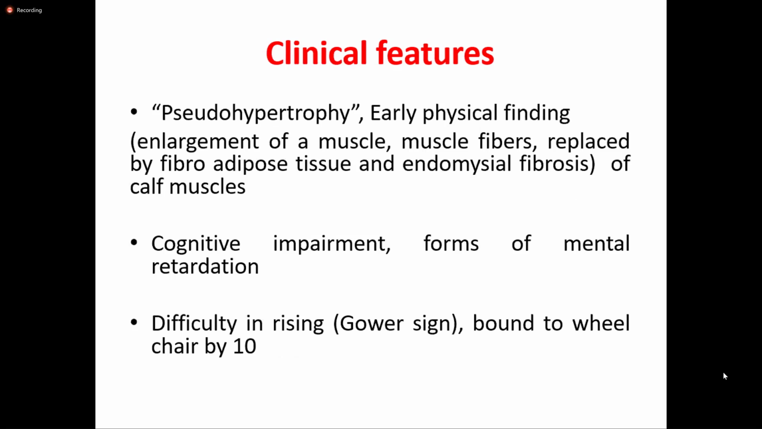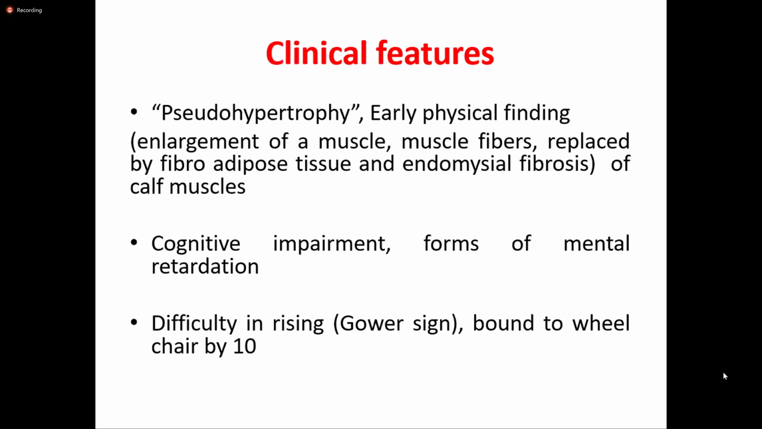Another feature is pseudohypertrophy, that is, enlargement of the calf muscles due to the replacement of the muscle fibers by fibroadipose tissue and fibrosis of the endomysium. The baby may even present with mental retardation. There is a difficulty in rising known as the Gower sign. That means when the baby tries to stand up, they put their hand on the knee, and it is difficult for them to rise from the sitting position.